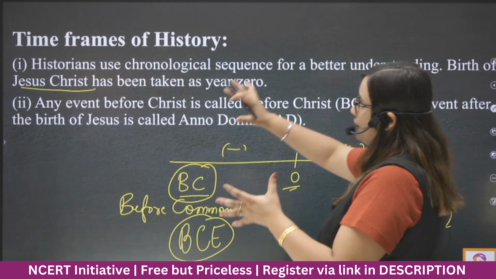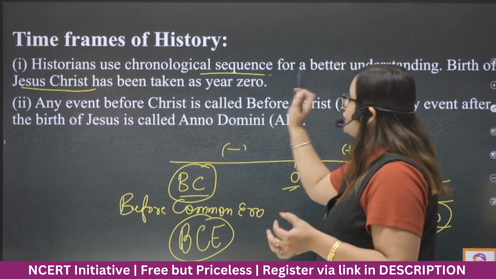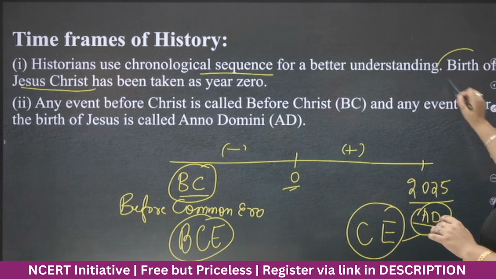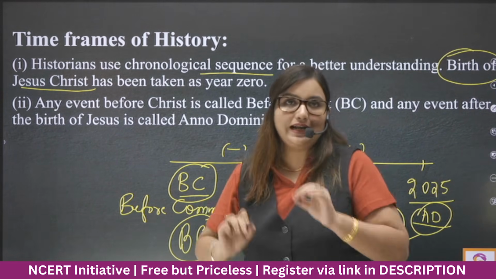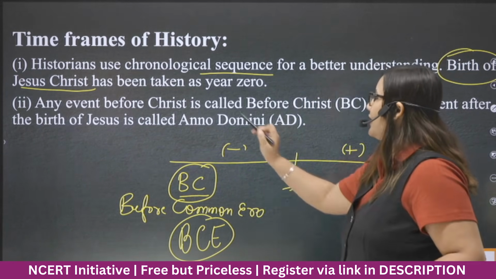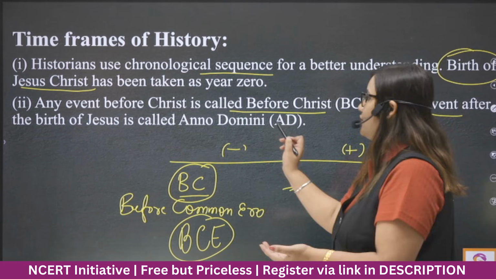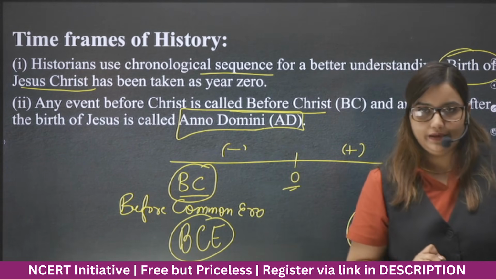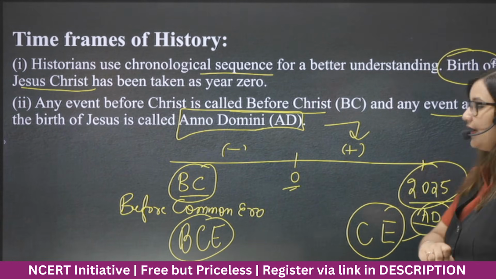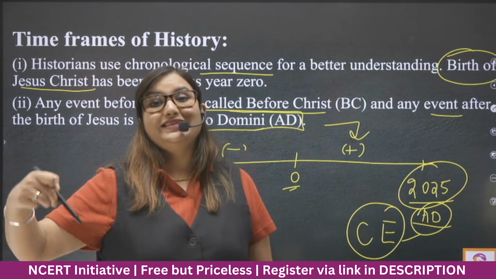Now, time frames of history, you need to understand 2 points here. As I just told you, historians use chronological sequence for a better understanding. To do this, they have considered the birth of Jesus Christ as the year 0. Any event before Christ is called before Christ, BC, and any event after the birth of Jesus is called Anno Domini, AD, or Common Era. So 2025 is 2025 AD, and 2026 AD will come.